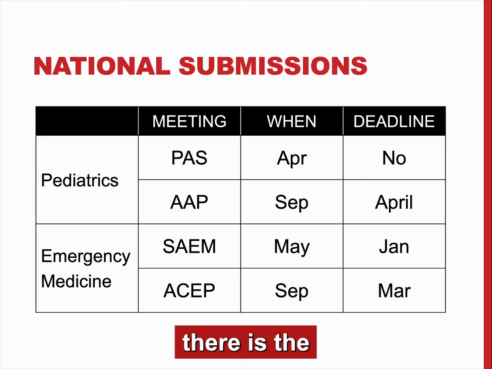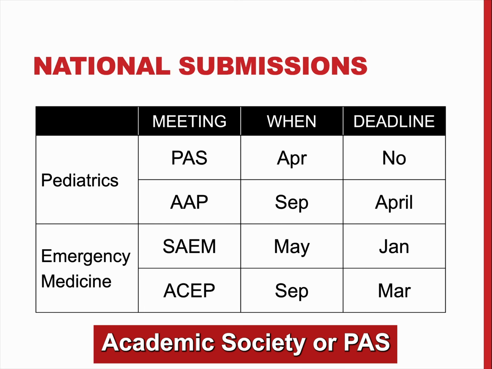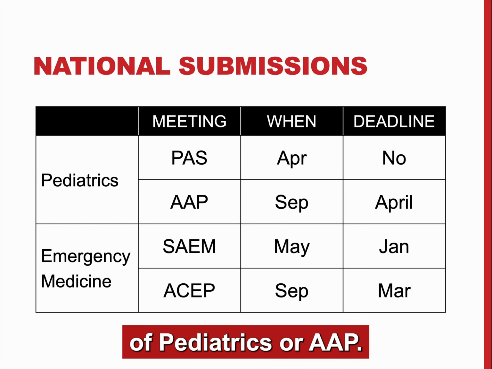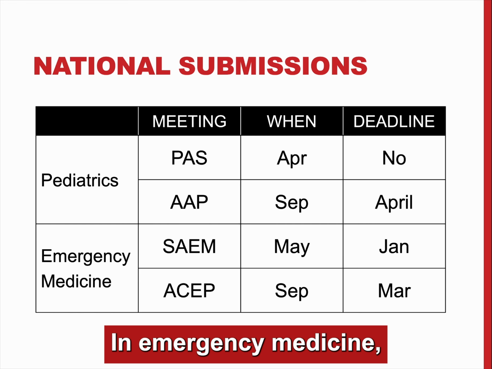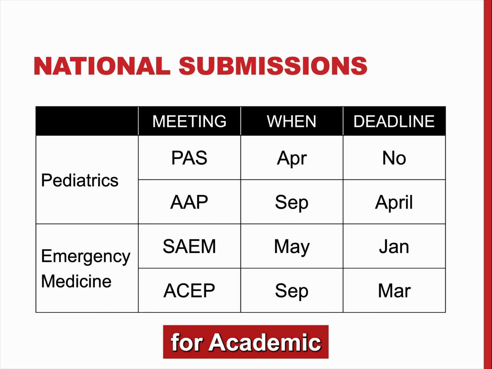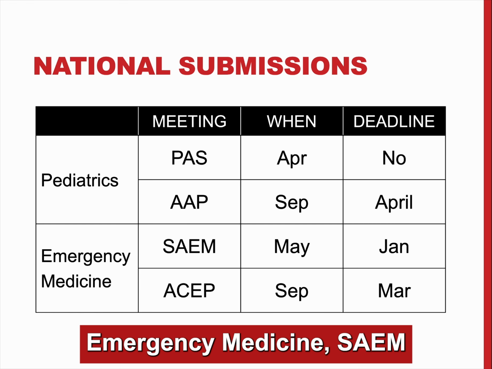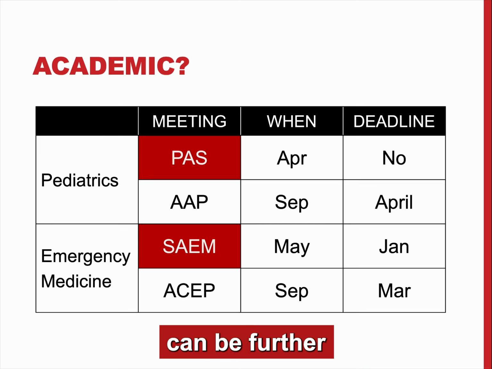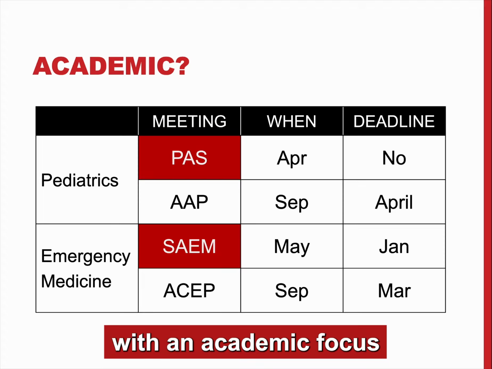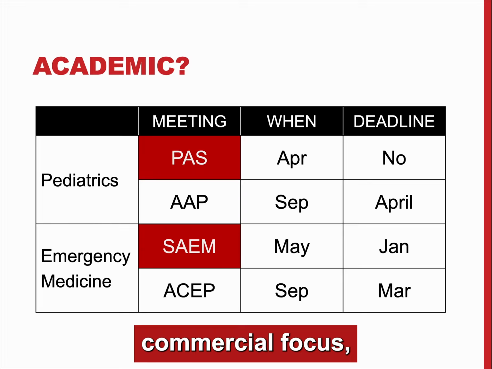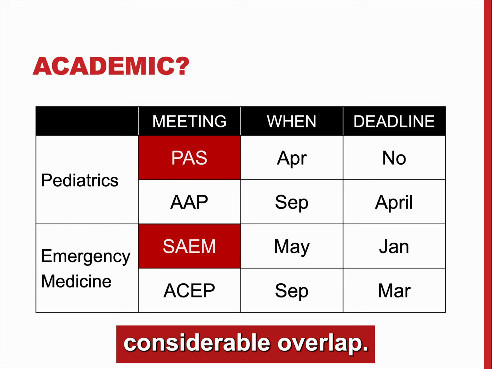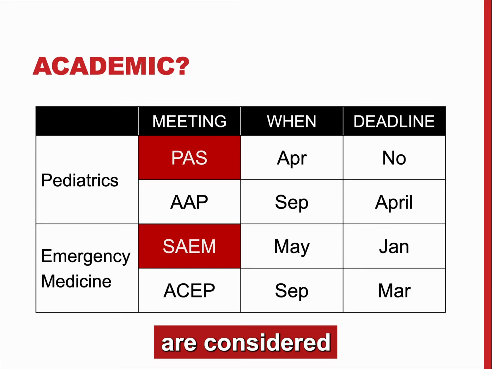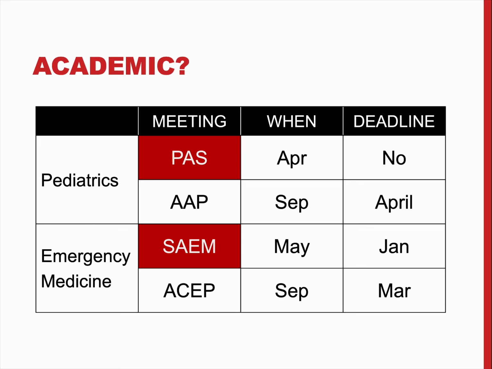In pediatrics, there is the Pediatric Academic Society, or PAS, and the American Academy of Pediatrics, or AAP. In emergency medicine, there is the Society for Academic Emergency Medicine, SAEM, and the American College of Emergency Physicians, ACEP. Pediatric emergency medicine has a home in both of these. The conferences can be further divided into those with an academic focus and those with a more commercial focus, so there is considerable overlap. PAS and SAEM are considered the more academically focused conferences.